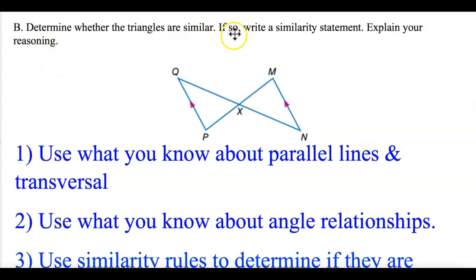Determine whether the triangles are similar. If so, write a similarity statement, explain your reasoning. Use what you know about parallel lines. Again, whenever we have parallel lines, we're going to make some assumptions about our alternate interior angles. So these two angles here will be congruent. We also know that these two here are vertical angles, so we can then use our angle-angle statement to make a statement that these are actually similar triangles.